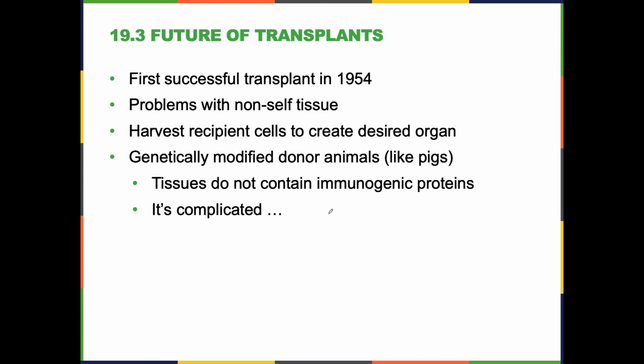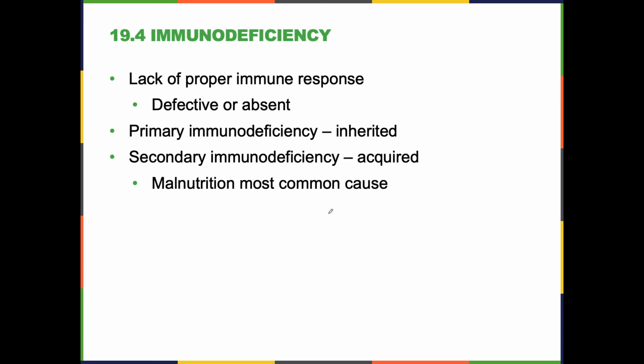Okay, so we've been talking about unwanted reactions. We've been talking about reactions where your immune system attacks you. We've been talking about things where the immune system is doing the right thing, but we don't want it to. Sometimes we have the total opposite, a lack of a proper response, and that's called an immunodeficiency. So basically there's no immune response, or a poor immune response. And all of these things are immunodeficiencies.